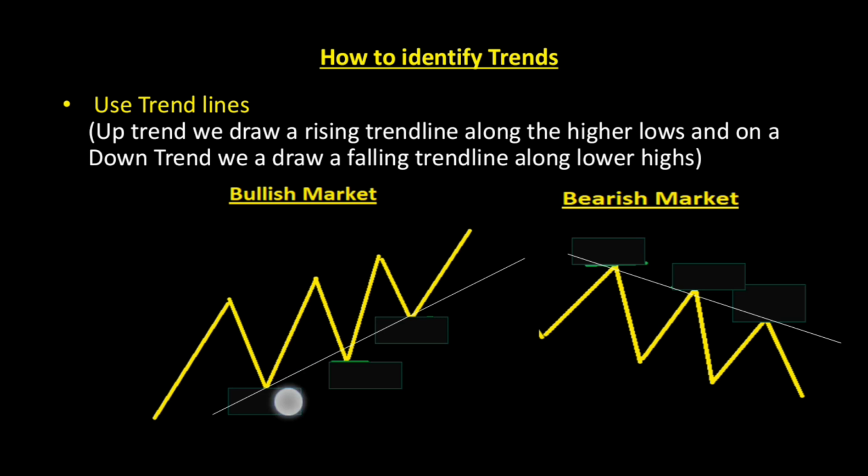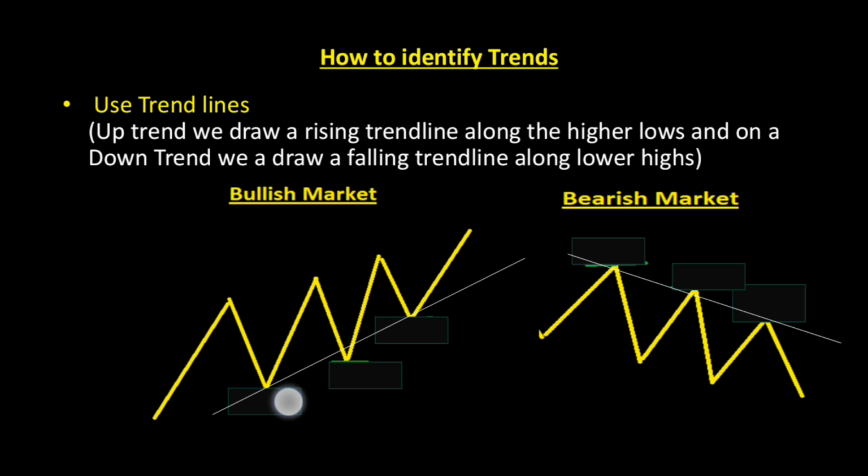So how do we identify trends? First, we can use trend lines. This is so simple but very important. While using trend lines, on the uptrend, we draw a rising trend line along the higher lows, and on a downtrend, we draw a falling trend line along the lower highs.